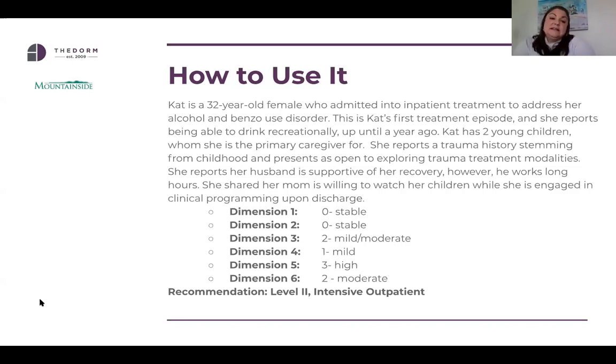And then dimension 6, which I had for recovery environment, is moderate. She sounds like, it looks like she has a supportive family. However, her husband's not home and she has 2 young children. And especially if it's during COVID, 2 young children at home while starting a path of recovery can be fairly challenging. And so I marked that as a moderate. And so her recommendation for level of care would be level 2, intensive outpatient.